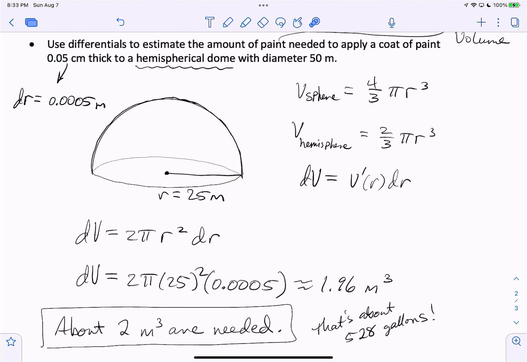I'm going to close by pointing out that what we found was a change in volume, right? dV. And that change in volume was due to the coat of paint. But the deal is that coat of paint changed the radius. And so an incremental change in radius changed the volume. And that's how we figured out how much paint we would need.